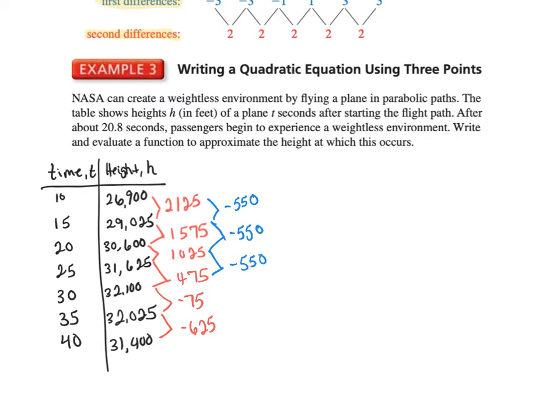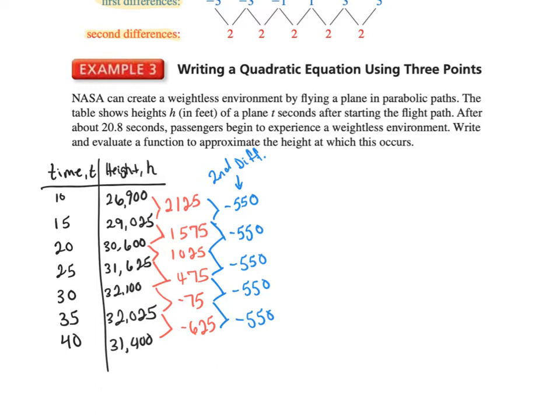We see a pattern going on, right? But you need to check just in case. Negative 75 minus 475, negative 550. And negative 625 minus a negative 75 is also negative 550. So the second differences are the same. That means we have a quadratic. So this is a quadratic function. That is our check.